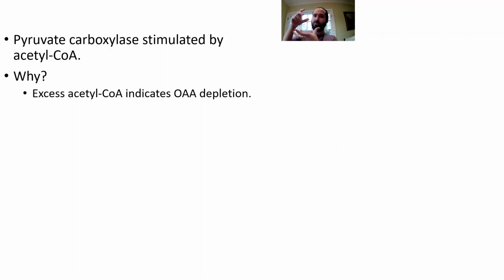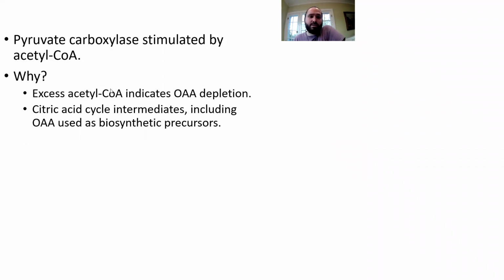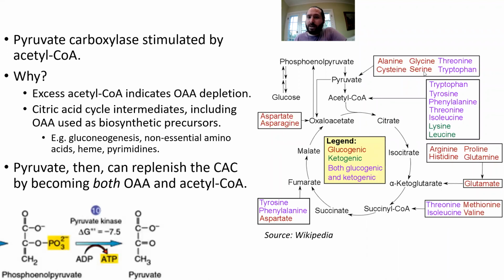We have a blockage, which is probably indicative that we don't have enough oxaloacetate to combine the acetyl-CoA with to go into the citric acid cycle. And the reason why our citric acid cycle might be depleted is that citric acid cycle intermediates, including oxaloacetate, are used as a lot of biosynthetic precursors. For instance, we just talked about one, which is gluconeogenesis. But there's a whole lot of other linkages we can make, branch points from the citric acid cycle. We can actually make some amino acids using citric acid cycle intermediates.